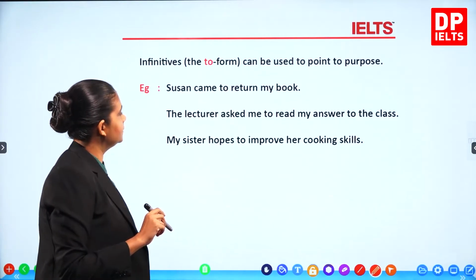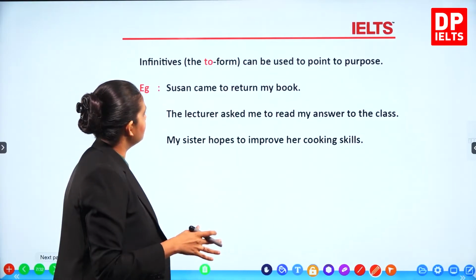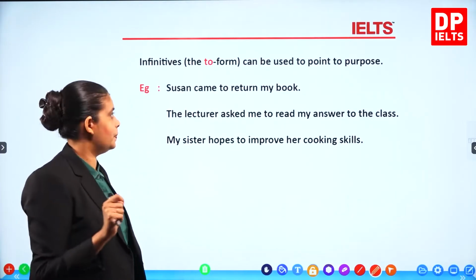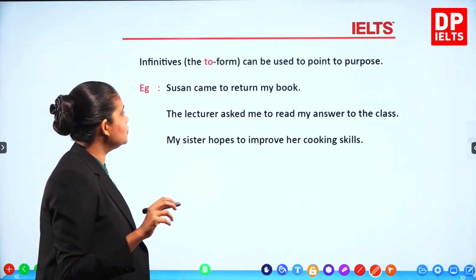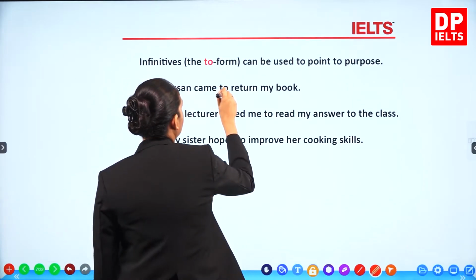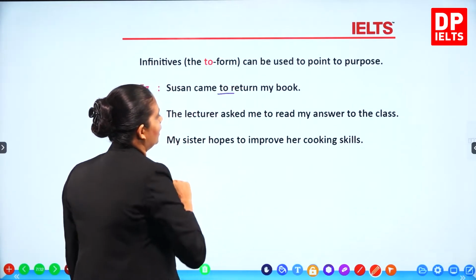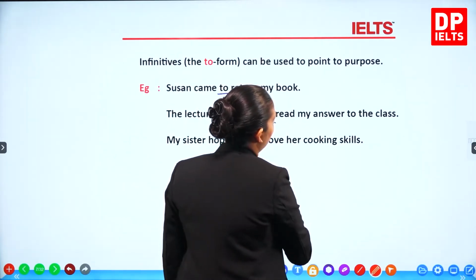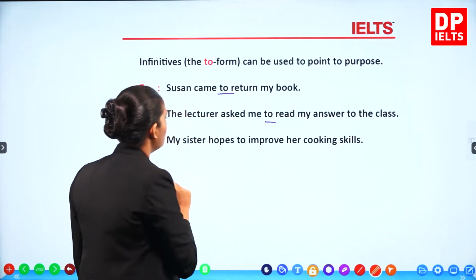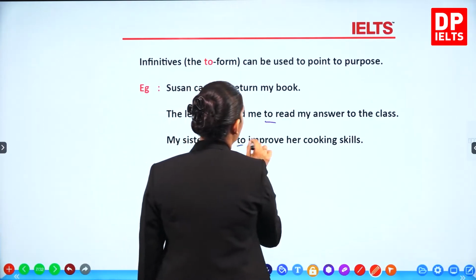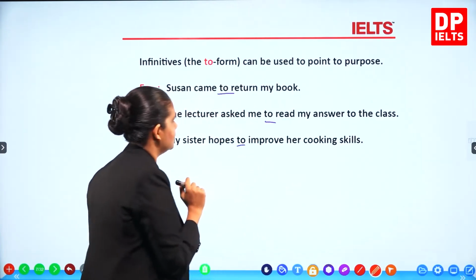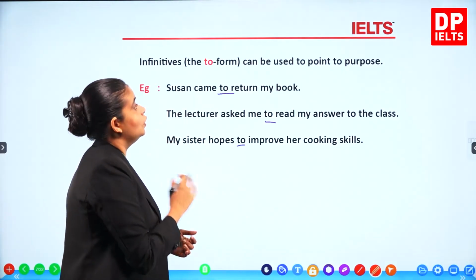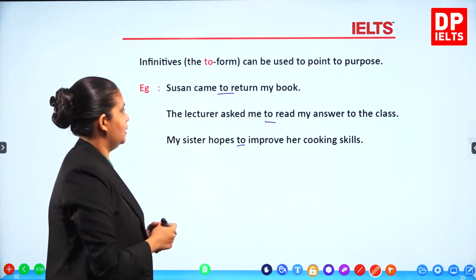Infinitives, right? Along with infinitives, the to form can be used to point to a purpose. Susan came to return my book. The lecturer asked me to read my answer to the class. My sister hopes to improve her cooking skills, right? So if you've got the base form of the verb, you could use to point to the purpose.